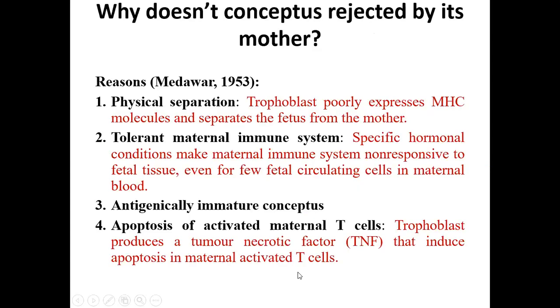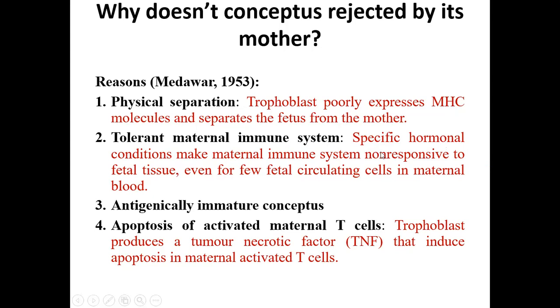So what is the reason behind it? There are 4 reasons which were given by Medawar in 1953. That is the physical separation by the trophoblast, which poorly expresses major histocompatibility complex, which are certain receptors coated by each and every cell of the body. So the trophoblast poorly expresses MHC molecules, and this is the layer which separates the fetus from the mother, which is essential to generate an immune response. Then the maternal system is tolerant to the conceptus.